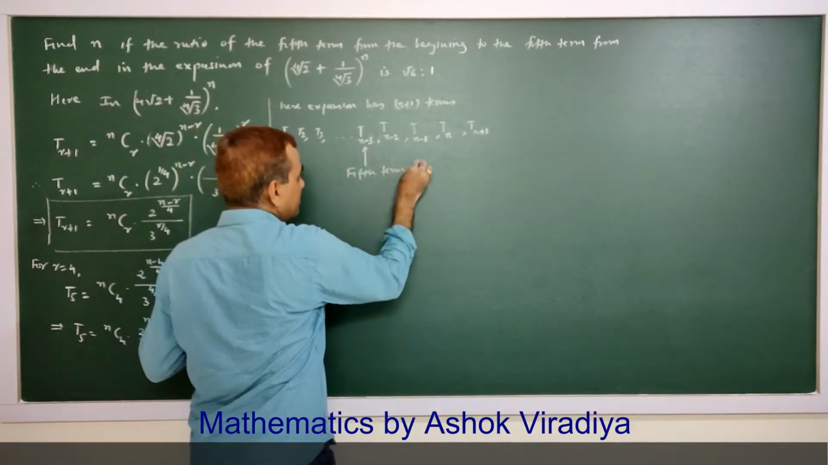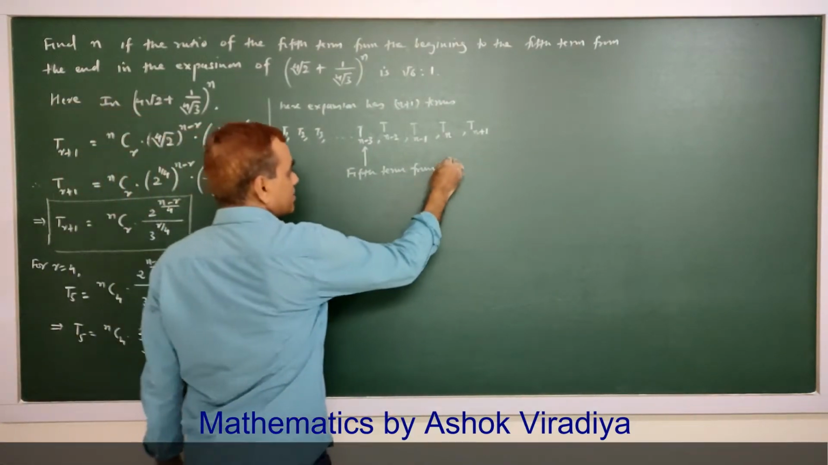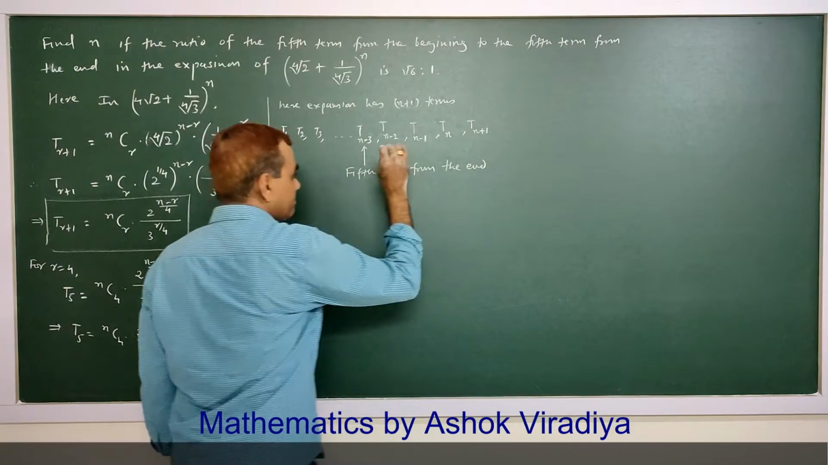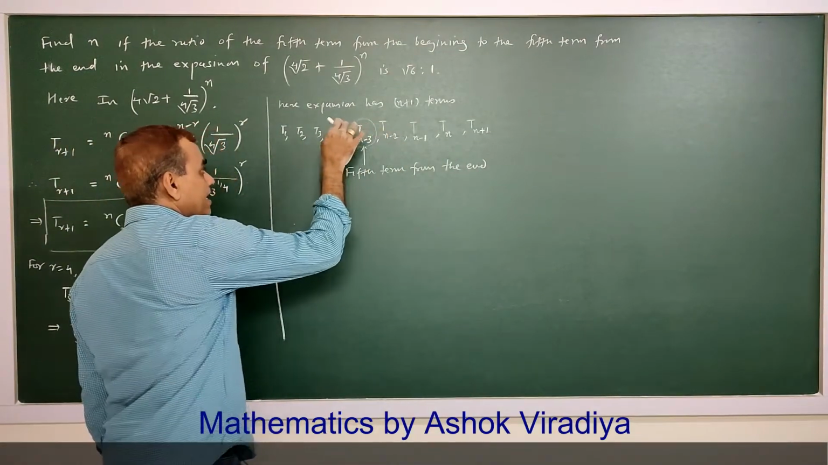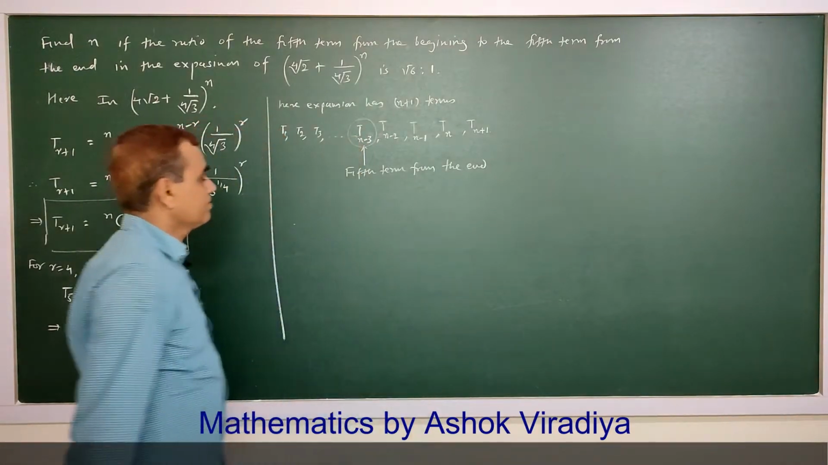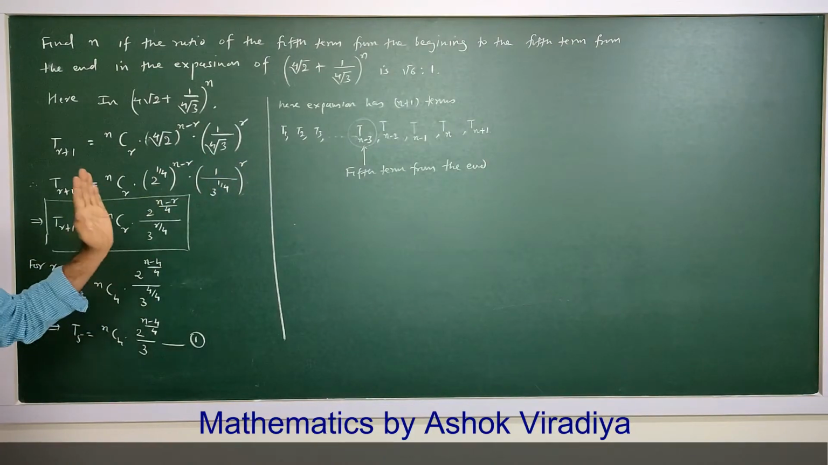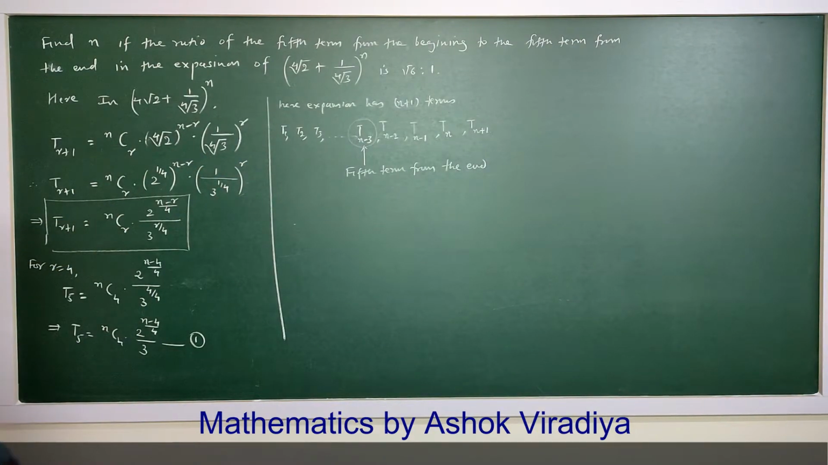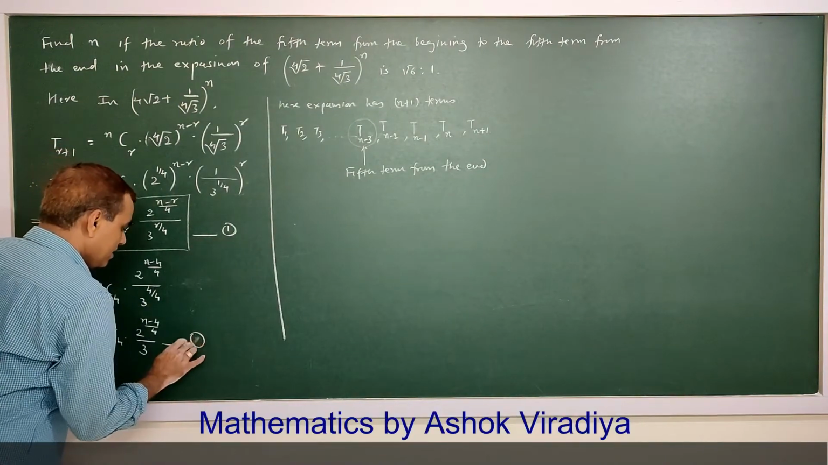Fifth term from the last means from the end. It is the fifth term from the end. So we shall find the n minus 3th term. It is the n minus 3rd term from the beginning. So to obtain the n minus 3rd term, here we have to put r equal to n minus 4. So let me say this is equation 1, this is 2.